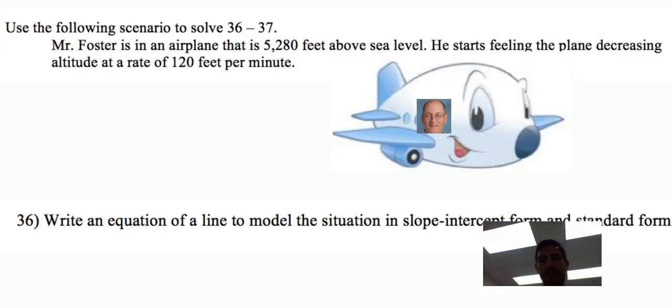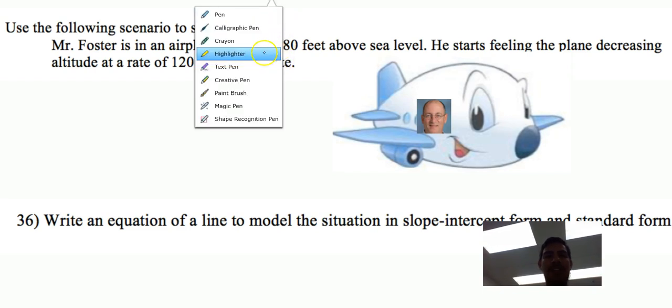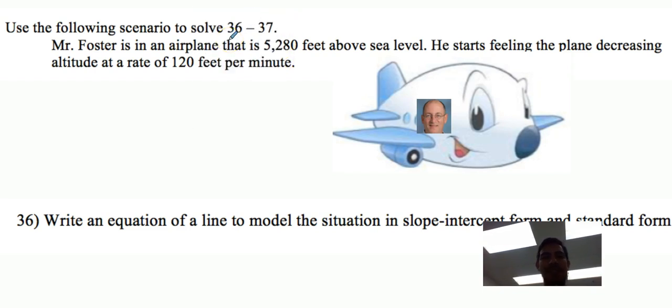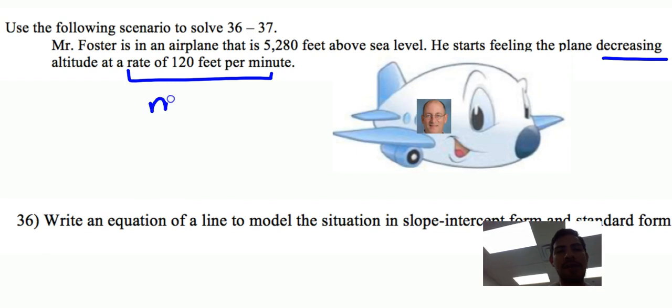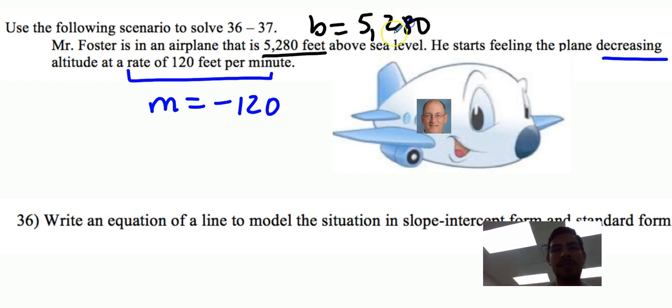Let's keep going. 36. We are almost there, guys. I am very excited because I'm finally done. Mr. Foster's in an airplane that is 5,280 feet above sea level. He starts feeling the plane decreasing at an altitude, decreasing altitude at a rate of 120 feet per minute. That is a slope. And because we have decreasing, m equals negative 120. Also, I notice that it's 5,280 feet above sea level, which means that that's my starting point, my y-intercept.